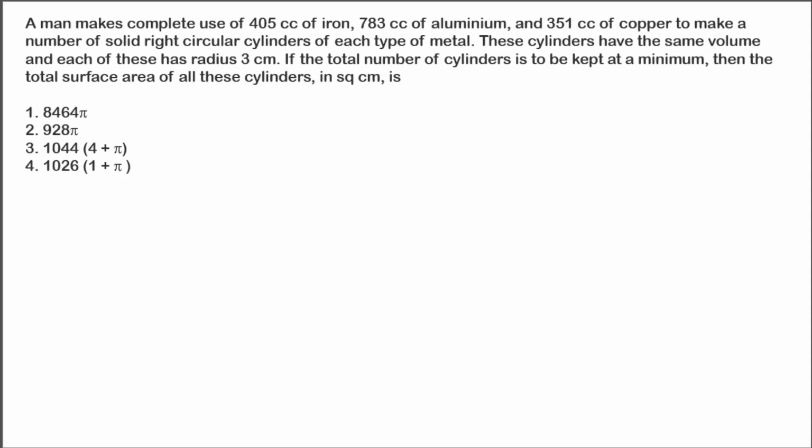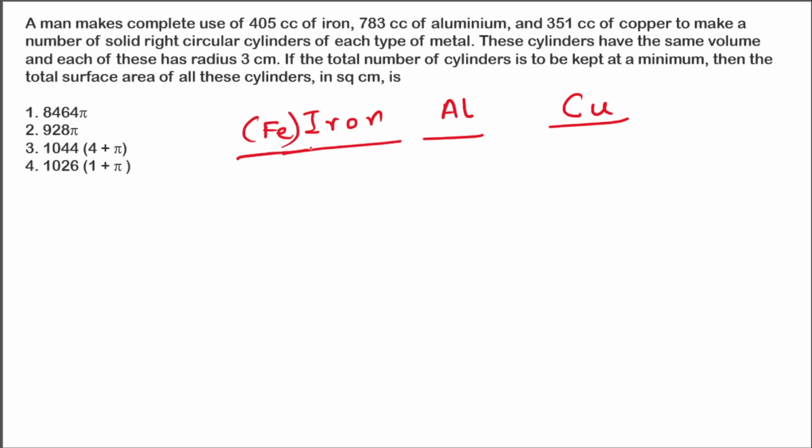Hello all. We have this problem with us today. Let us see. First of all, what is being said in the problem? There are some amount of metals. What type of metals? First of all, there are iron, aluminium, and copper. I'm just using the symbols. Iron would be Fe, but okay, let it be.